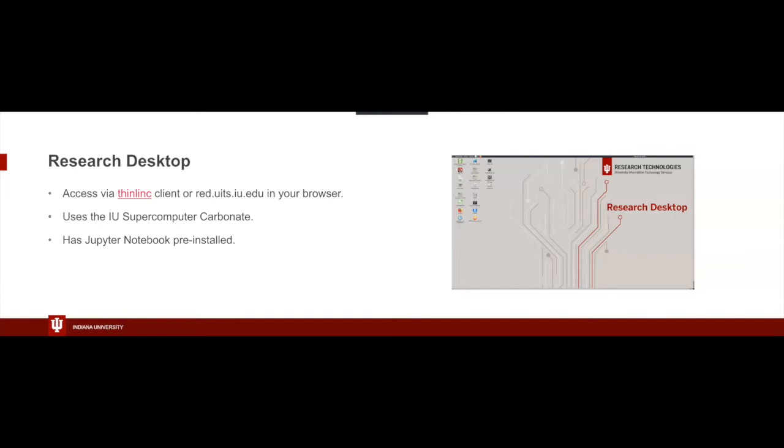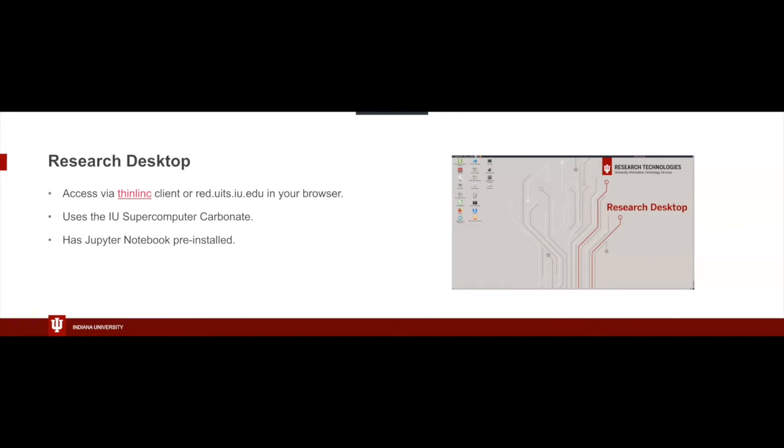All right. So Research Desktop, there's 2 ways to access it. You can either do it through ThinLink, or you can now just go to red.uits.iu.edu in your favorite browser. And this is the way we're going to do it today, because otherwise there's a whole other setup process we'd have to go through on ThinLink. But you can do it whichever way is most comfortable for you after.